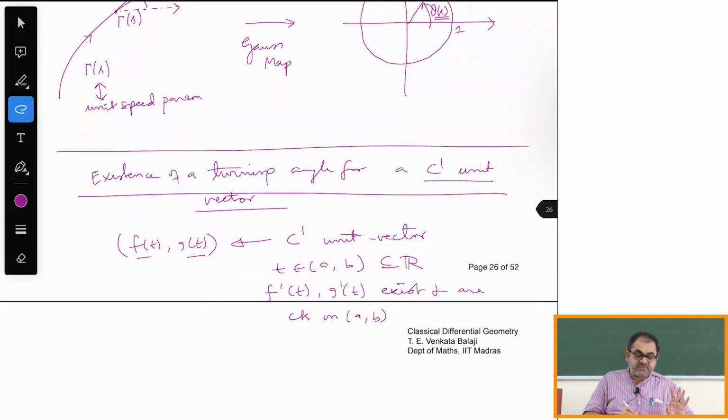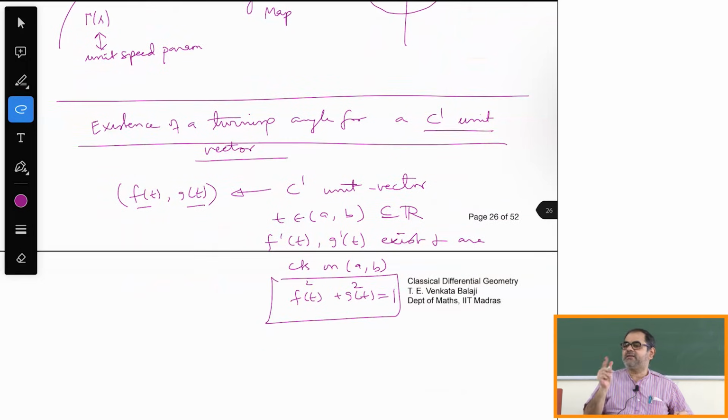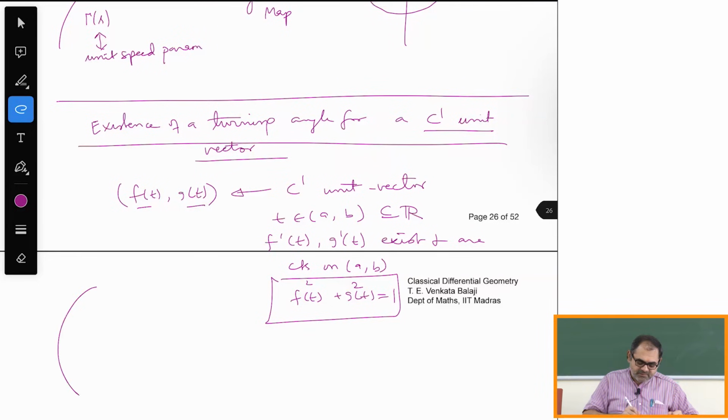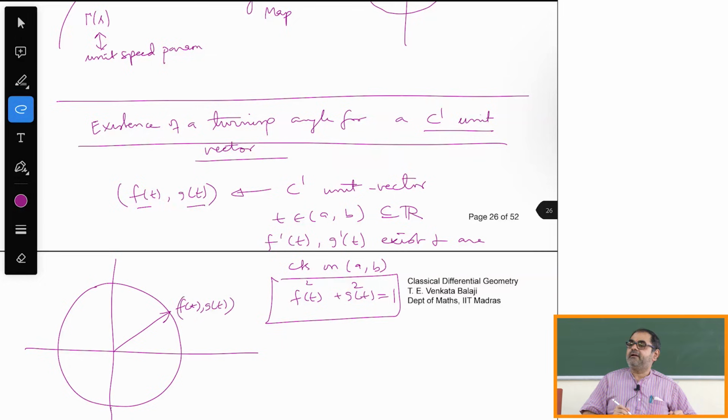So this is a point on the unit circle, so you have f of t squared plus g of t squared equal to 1. Basically it is the picture of a pointer on the unit circle, where this pointer is your unit vector, and it changes as the parameter changes. So this is my picture: this is my unit circle, and I have this point here, f of t comma g of t. And basically you want to show that there exists a turning angle.